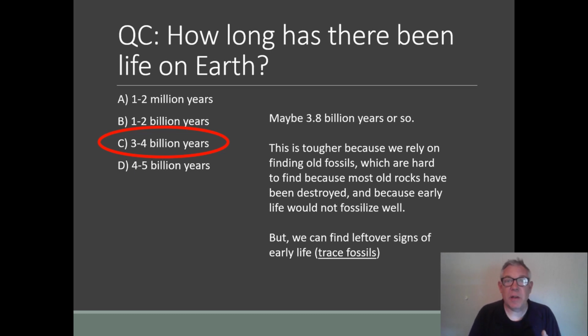And another problem is that first life was all soft parts. So you don't have skeletons and shells and things that fossilize well. It was bacteria. And so how do you find rocks with old bacterial fossils? Well, you kind of don't. But what you find are what are called trace fossils. You find leftover signs in the rocks where the most logical explanation, the only way you can explain what's in this rock, is that it was formed by a living organism. And there are lots of different ways that we can do that.